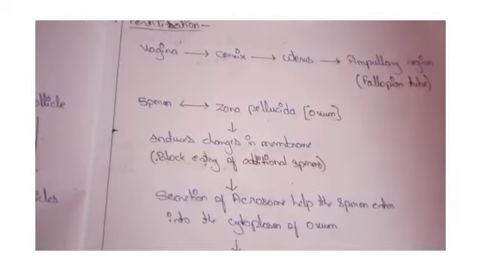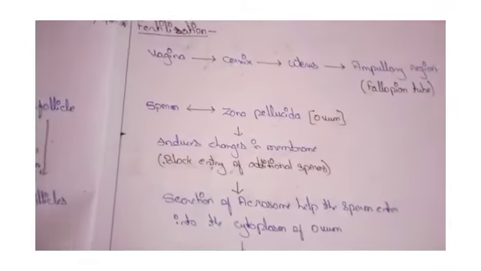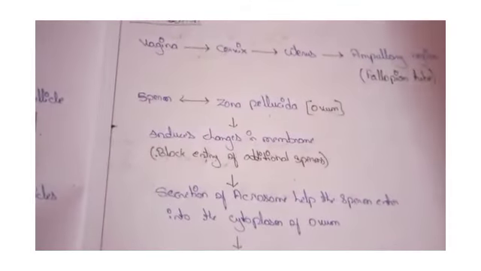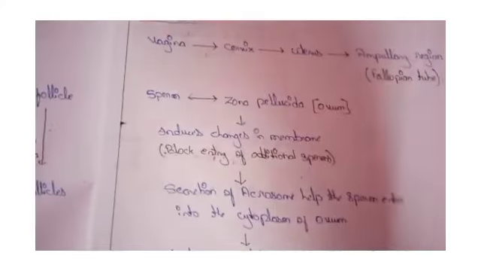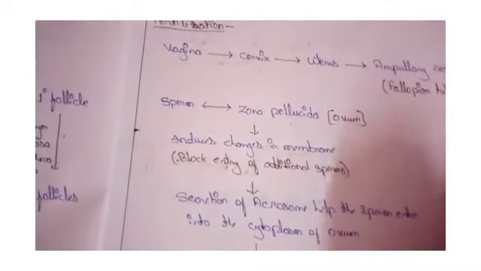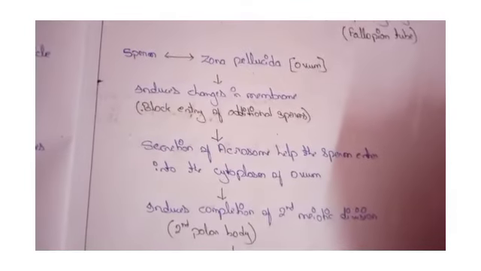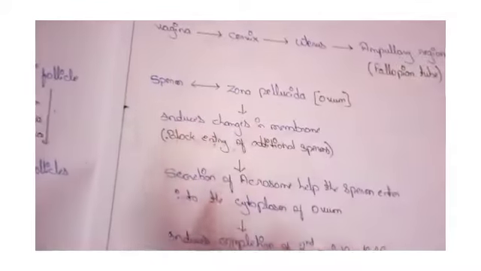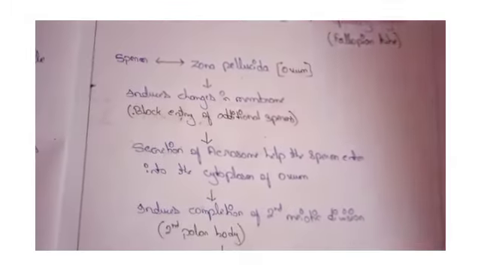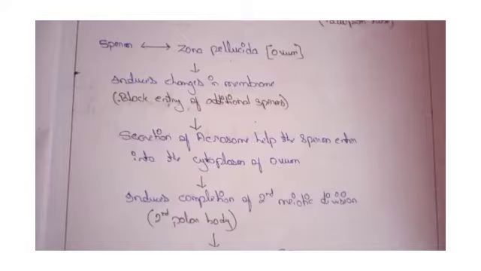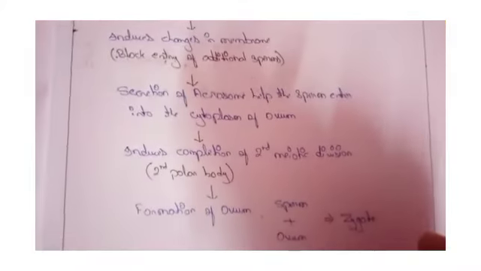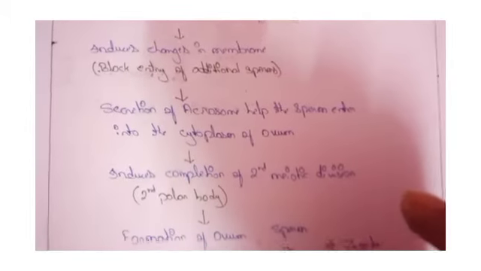Then the egg develops and comes to the uterus. Then the fetus can develop in the uterus. Okay, so this forms a zygote, which I told you orally, and it is written here.